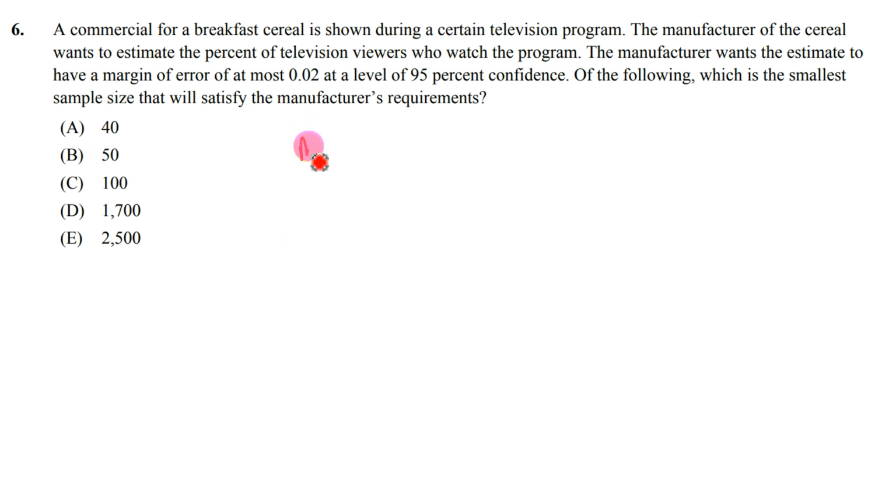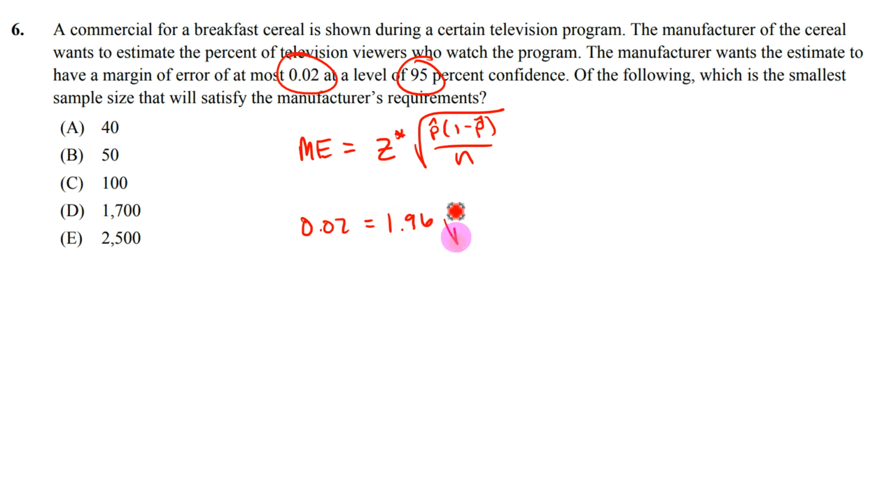So we want the margin of error, ME, equals z star times the square root of p hat times 1 minus p hat over n, and we're going to solve for n. Our margin of error is 0.02, and 95% gives us our good old 1.96. We don't know p hat, so we're going to use 0.5.